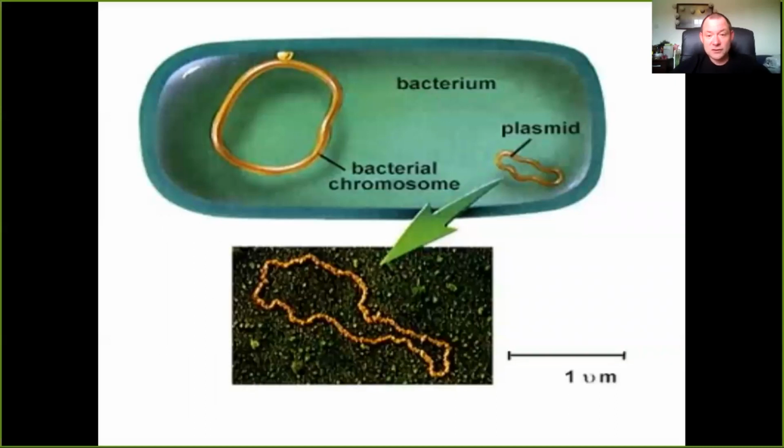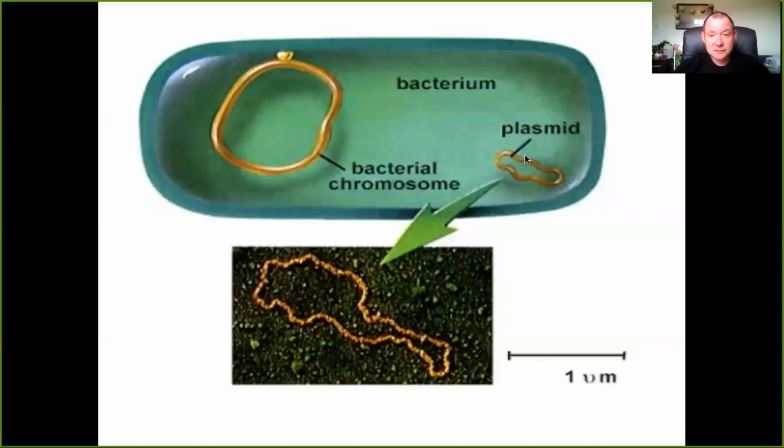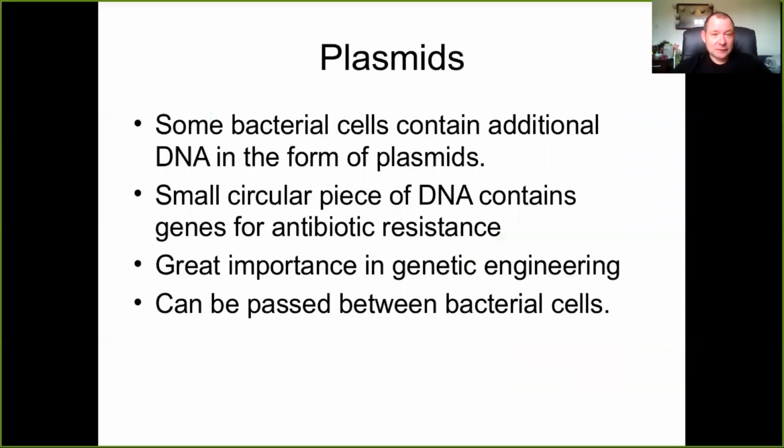Here we can see it zoomed in. That's not a zoom in at the top, by the way, that's just a drawing. Here we have a zoom in, though, from a micrograph. The plasmids are little circular pieces of DNA that are separate from the nucleoid. They're actually much smaller relative to the nucleoid than that, but this is just an illustration.